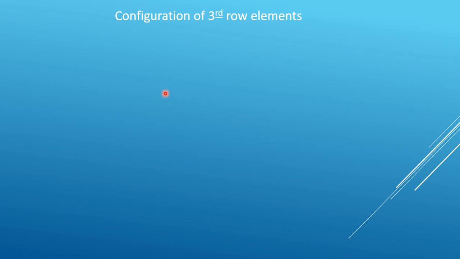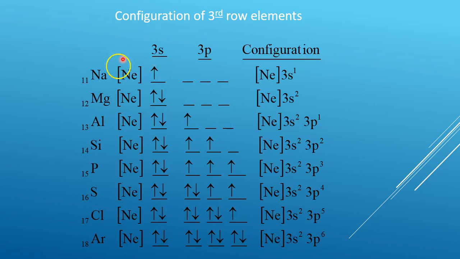Let's look at the configuration of the third row elements. So in the third row, we go all the way from sodium to argon, from 11 to 18. So notice again here that we're adding 1 at a time before we add the second one down. So up, up, up, down, down, down. And here we have the noble gas electron configuration using the previous element, which is neon, the previous noble gas. So that way it's an abbreviated form of that electron configuration.